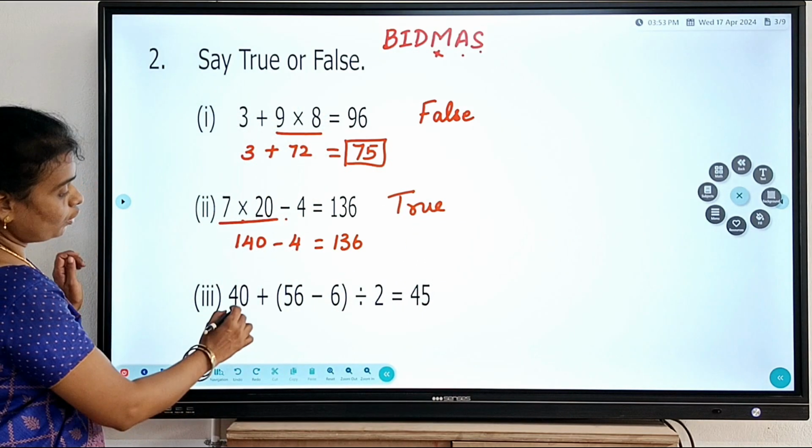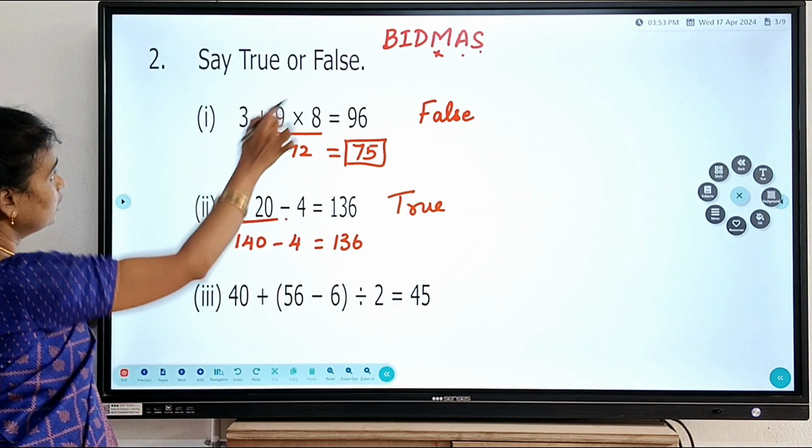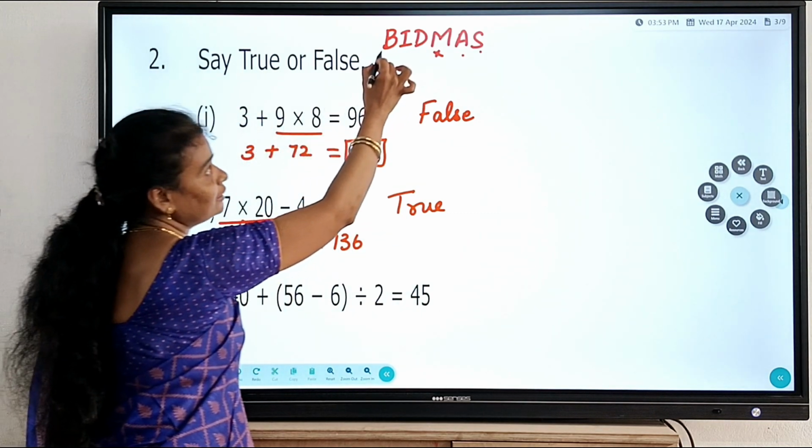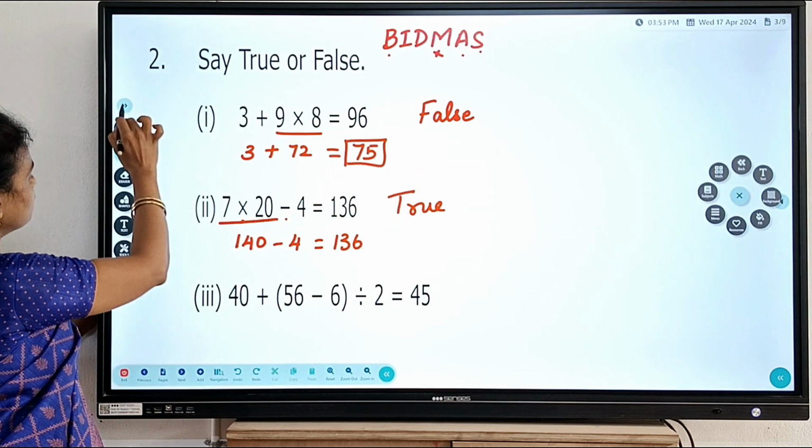Next one: 40 plus (56 minus 6) divided by 2 equal to 45. According to BIDMAS, the first thing that has to be solved is brackets. You have to solve the brackets first.